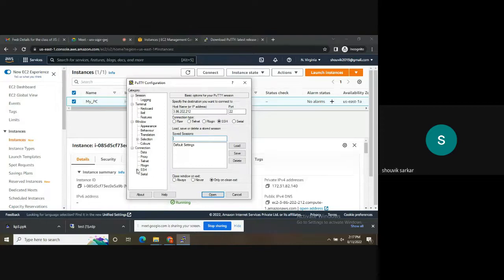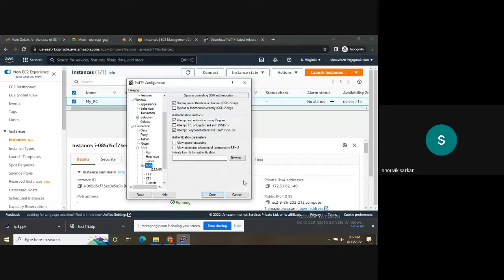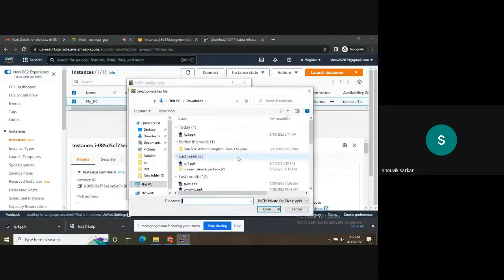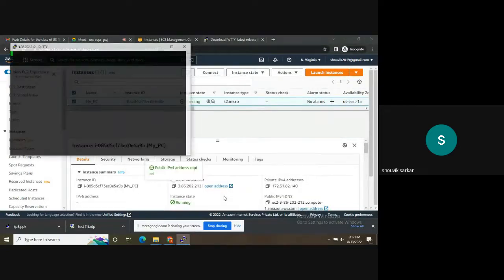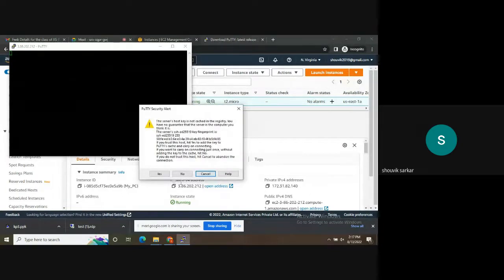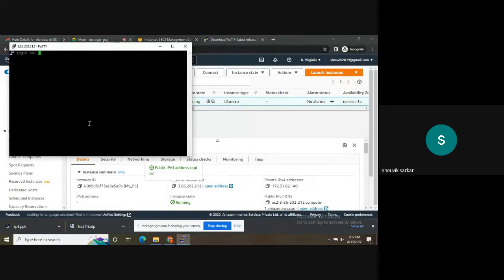Next, we need to go to authentication. For that we use the SSH authentication, and then we browse to our PPK file. Now open, and if you go this way you are able to log in. Just use ec2-user here. So this is your Linux account started.